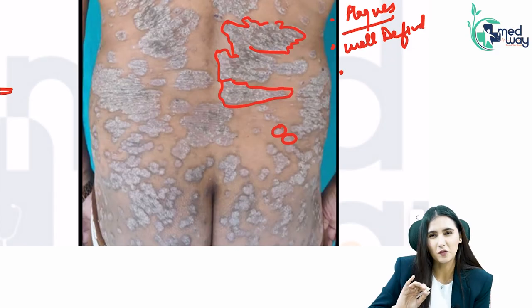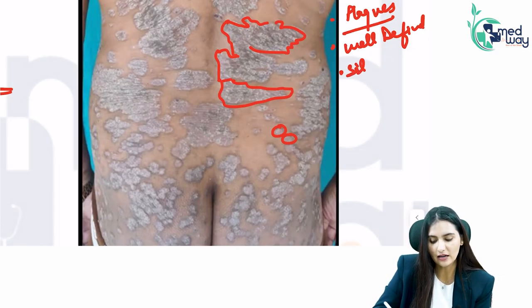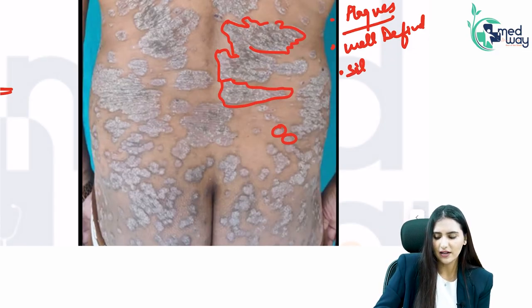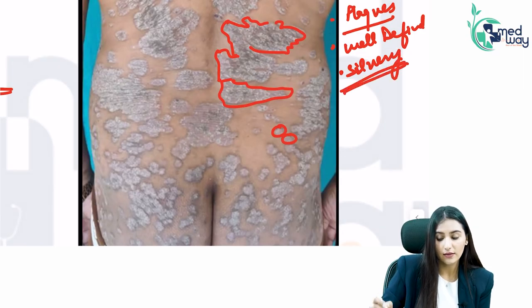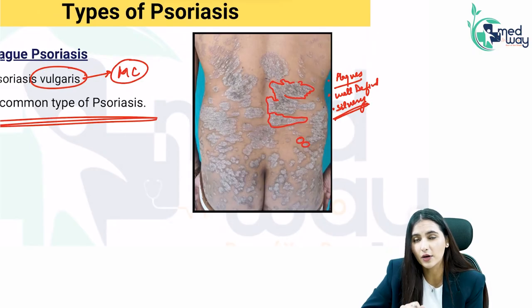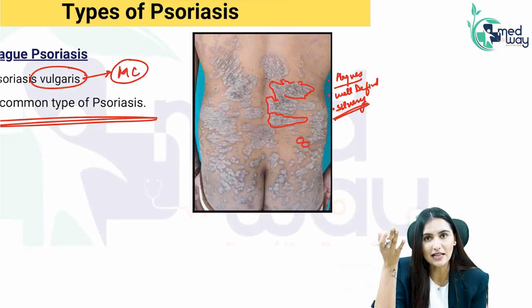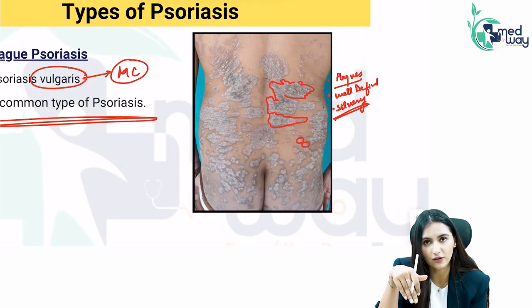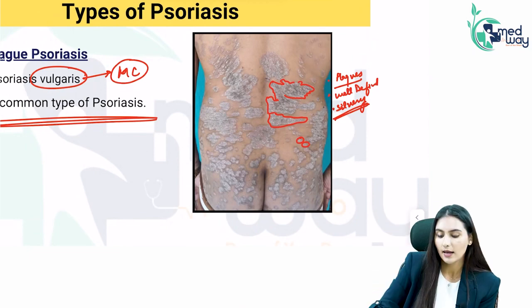You see something silvery. Right? These lesions are not skin colored. They are silvery. This is very important, that the lesions in psoriasis are usually silver in color. Why silver in color? Because all the cells that you have accumulated over here have now become compact and they look silver in color.